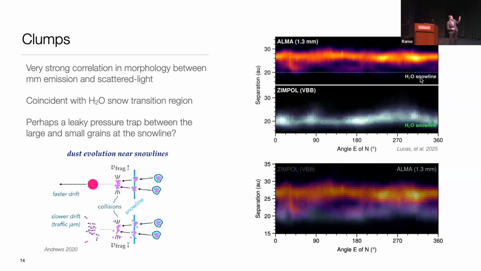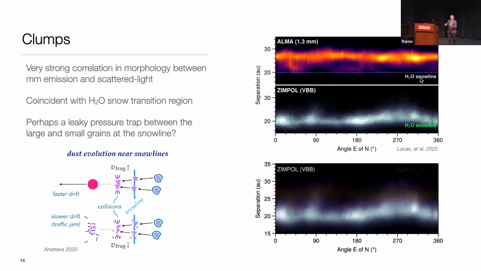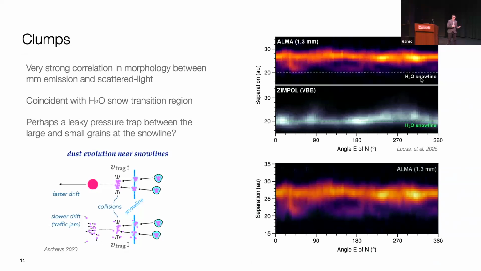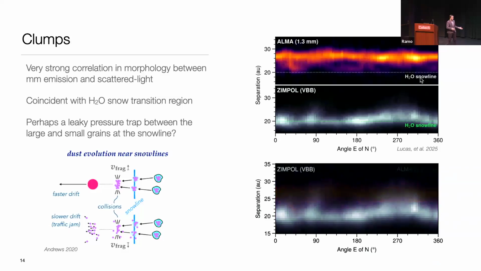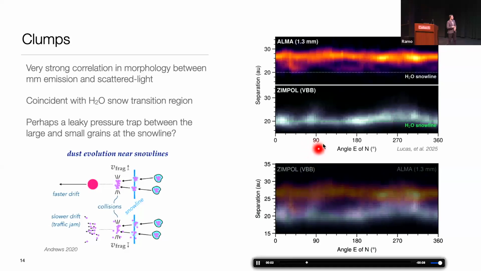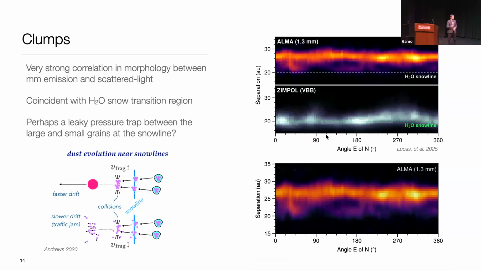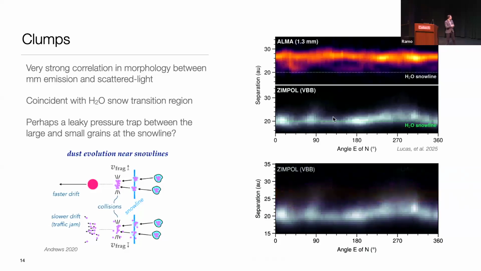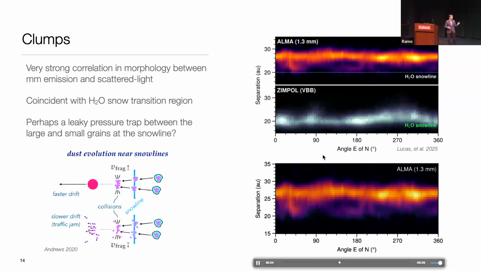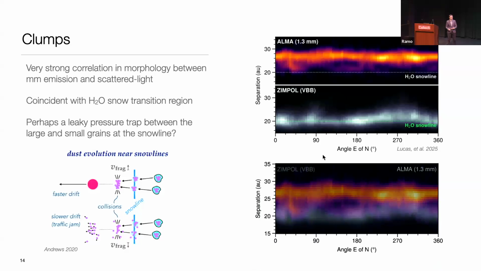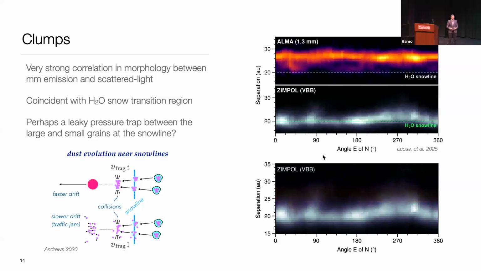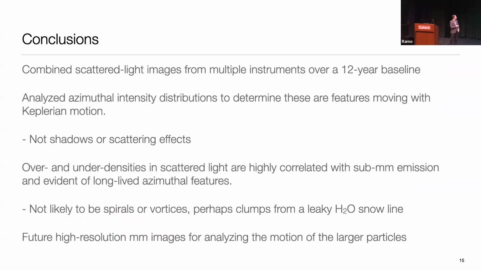So what this is telling me is that there's some kind of pressure trap that is segregating the large grains that we see in the millimeter emission from the small grains that we're seeing in the scattered light. Now, as to why we have non-axisymmetry, there are some estimates of the water-ice transition region, and that is right in the middle of this disk. So potentially what could be happening is that we have differential evolution of dust near this snow line, where you can get coagulation and drift that are causing this non-axisymmetry in addition to this pressure trap. So you have kind of a leaky pressure trap with differential evolution over a snow line.